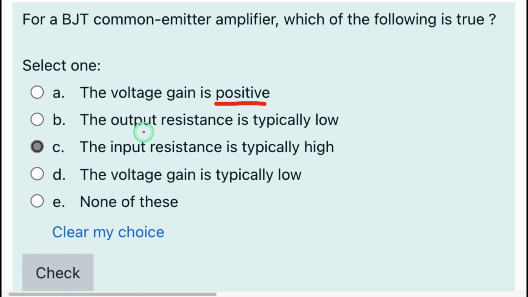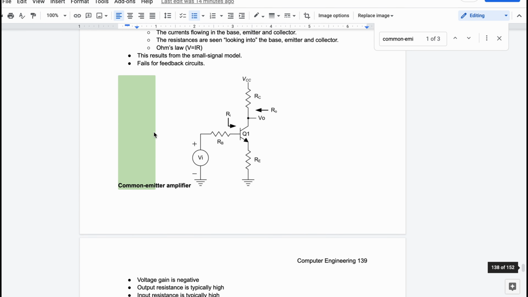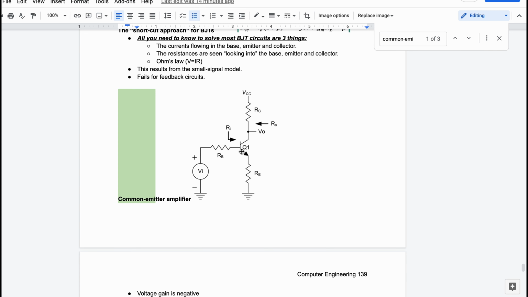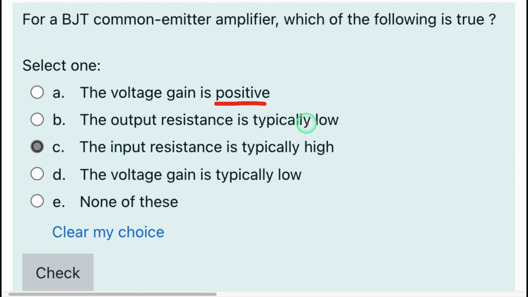Next, we have the output resistance is typically low. Well, the output resistance along with our input resistance, and we can see this when we look at our equation right here, is going to be high. So our RB and our RE are both high. So the output resistance is typically, this should be high.